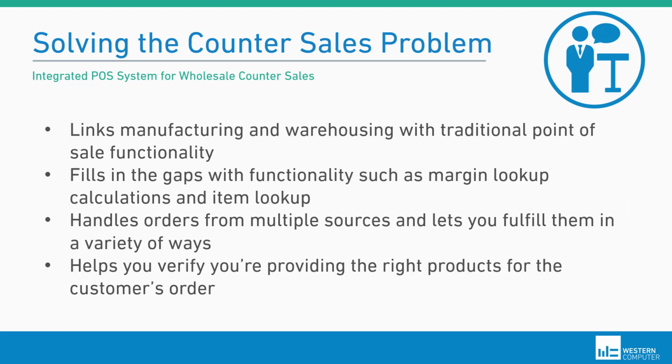365 Counter Sales will solve this problem for the wholesaler distributor by linking the manufacturer and warehousing with traditional point of sale functionality. It fills in the gaps with functionality such as margin lookup calculations and item lookup, as well as giving you the ability to put in a serial number, handles orders from multiple sources and lets you fulfill them in a variety of ways, and finally helps you verify you're providing the right products for the customer's orders.